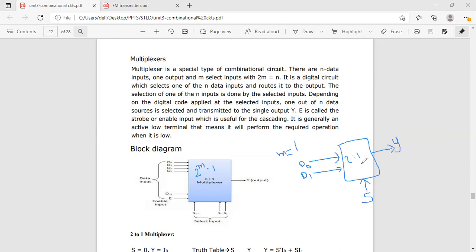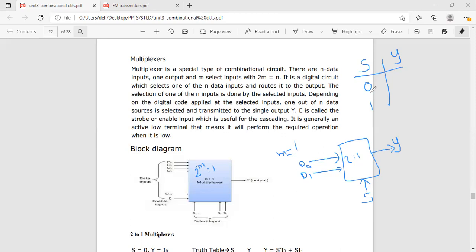2 data lines, one select input, and one and only one output. Depending on the select input conditions, see here we have only one select line. So what are the possible combinations we have? It may be either 0 or 1. So that select input may be 0 or 1.